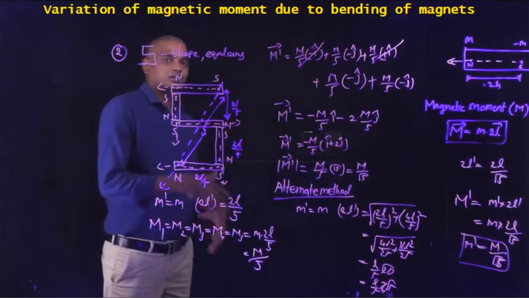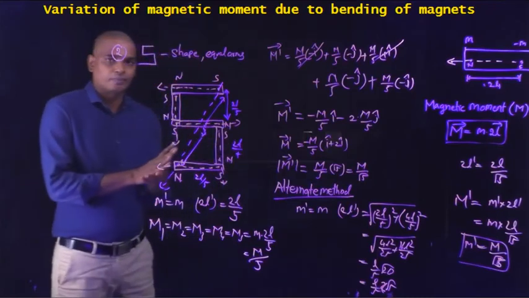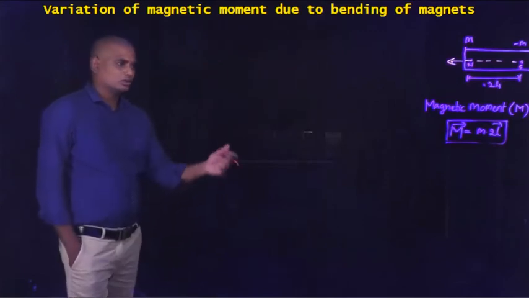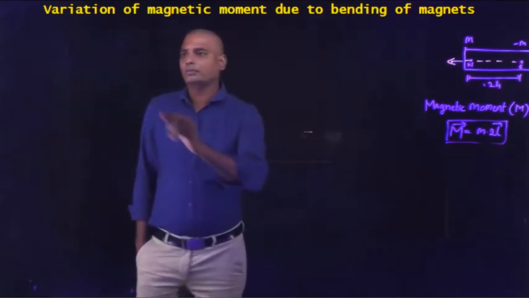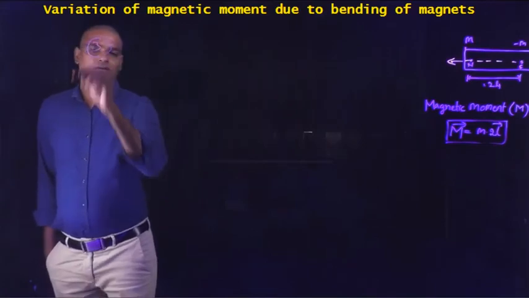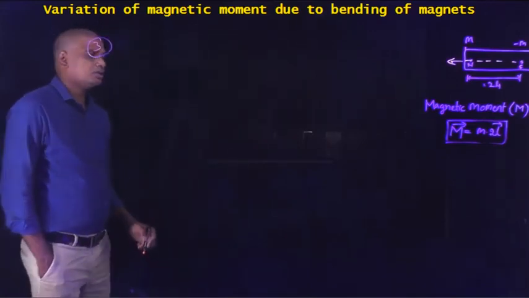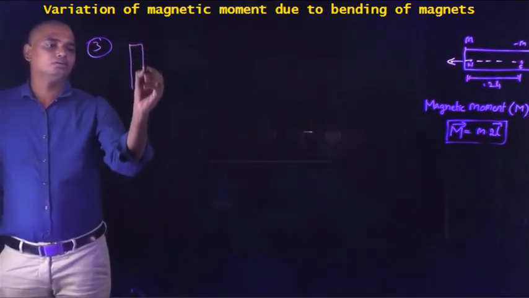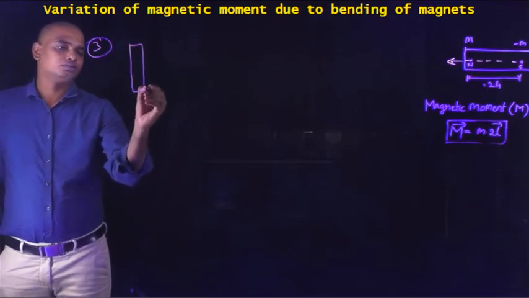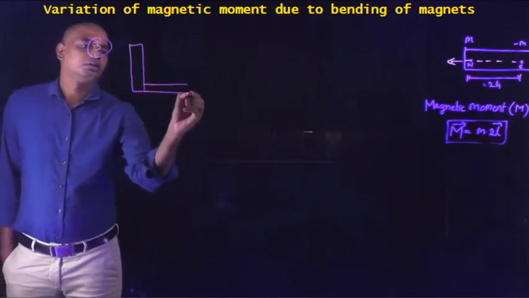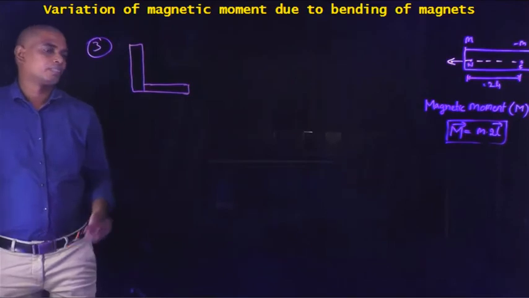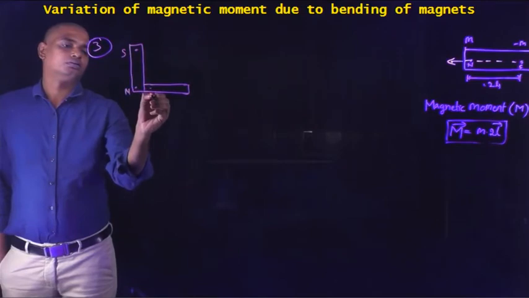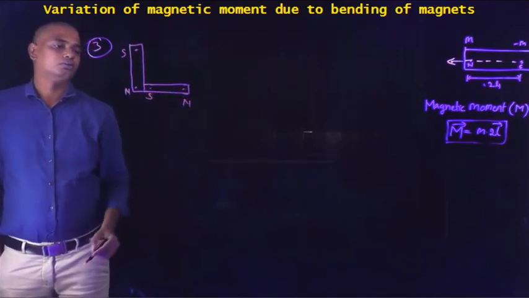So let us now move on to our next shape when it is bent in another form. Okay, students. Now let us move on to the next shape, that is, when the bar magnet is bent in the L shape. Let it be the shape of the L. When it is bent in the shape of the L, with the poles, so here I am considering them as poles. Let it be the south pole, north pole, south pole, north pole.